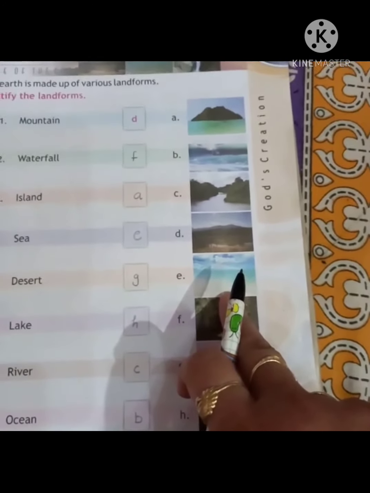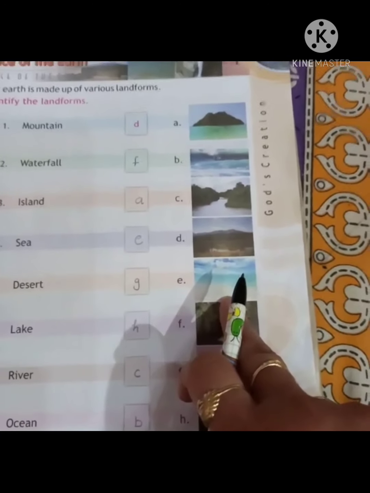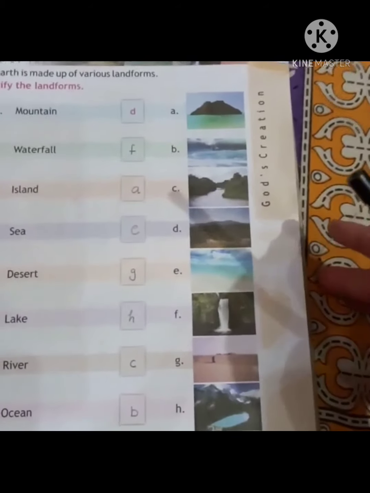You may find these pictures in a map, in the newspaper, in any magazine or in your previous book. From wherever you get these pictures, you cut them. You can also draw these pictures in your notebooks and write the answers in front of that picture.